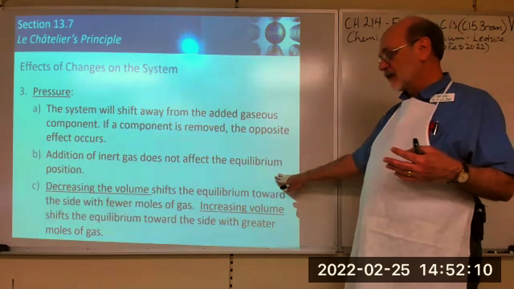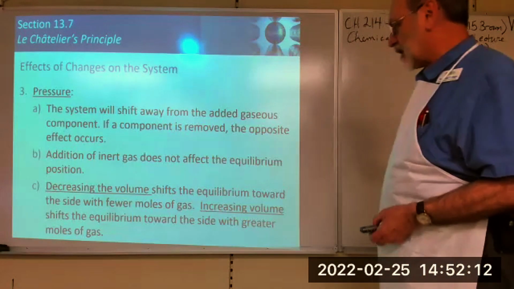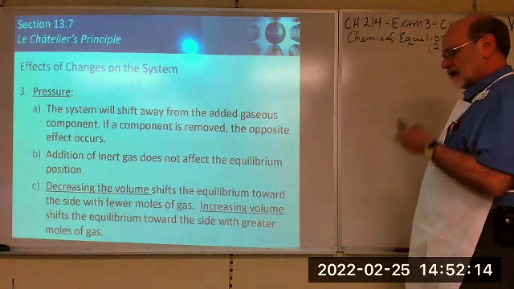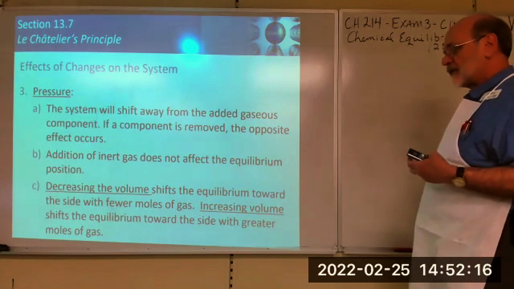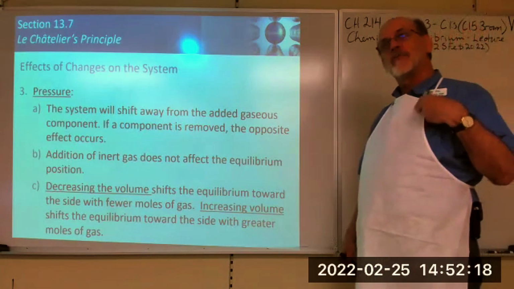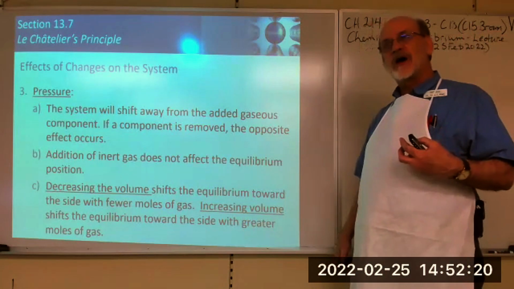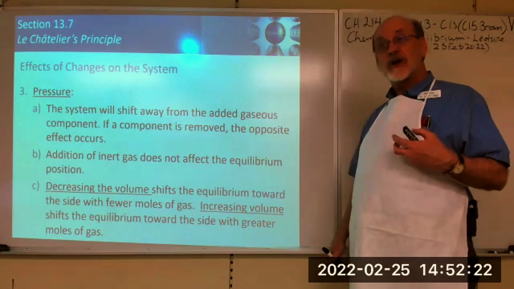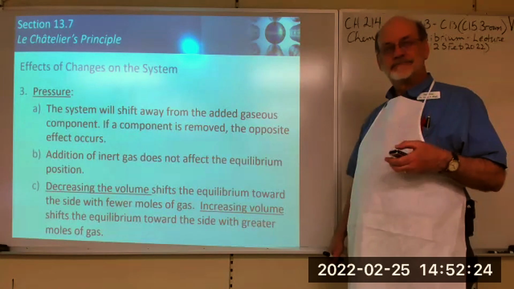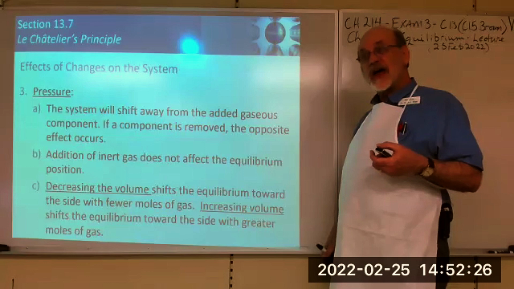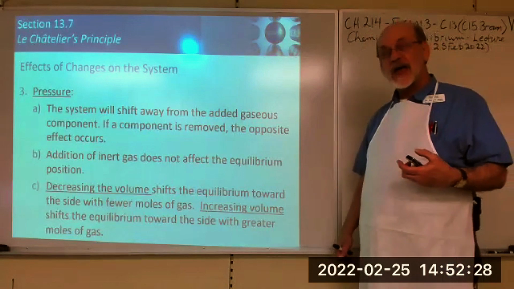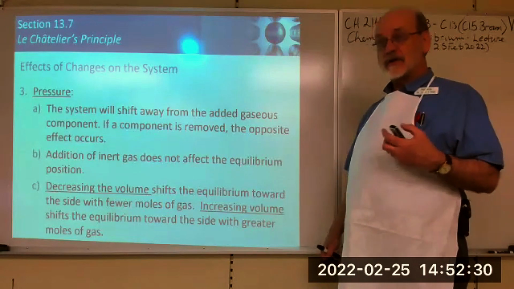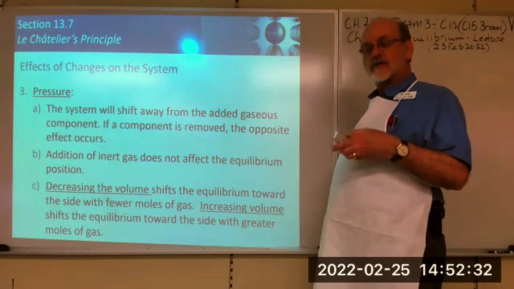Okay? So if we decrease the volume, then we increase the pressure and we shift the equilibrium toward the side with fewer moles of gas. It responds by decreasing the pressure. And the only way it can do that is to produce fewer moles of gas. That's Avogadro's principle, Avogadro's law.